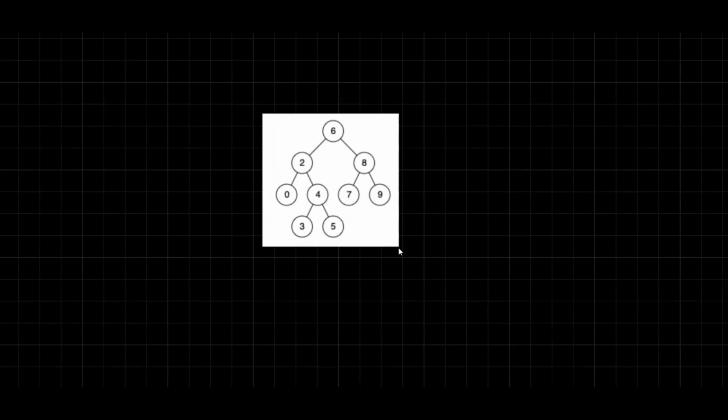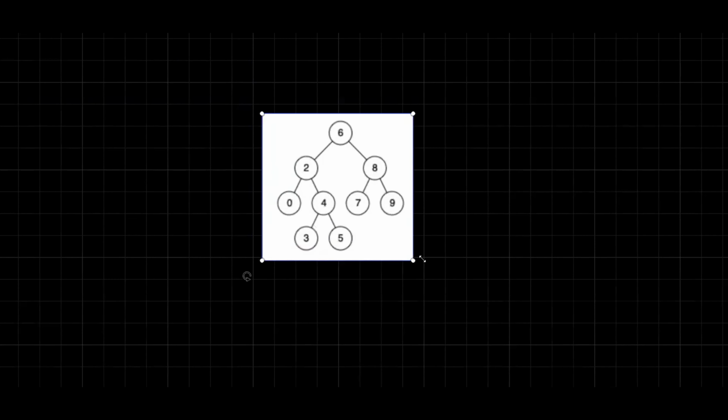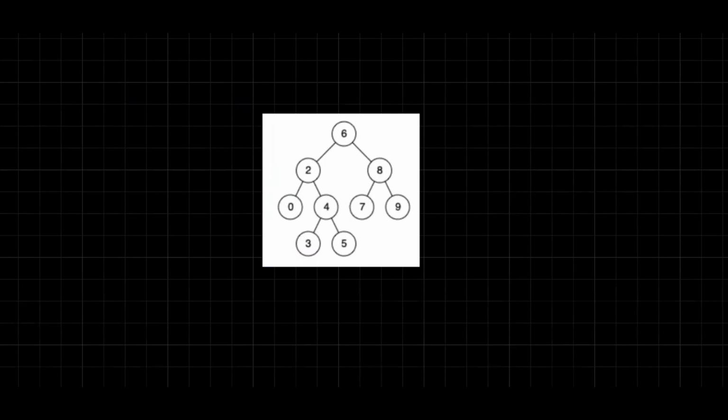Now, to understand the algorithm, we have taken this example. Here, the root value is 6, which has two children, 2 and 8. 2 also has two children, 0 and 4. 4 also has two children, 3 and 5. And 8 also has two children, 7 and 9. And this is a perfect binary search tree.